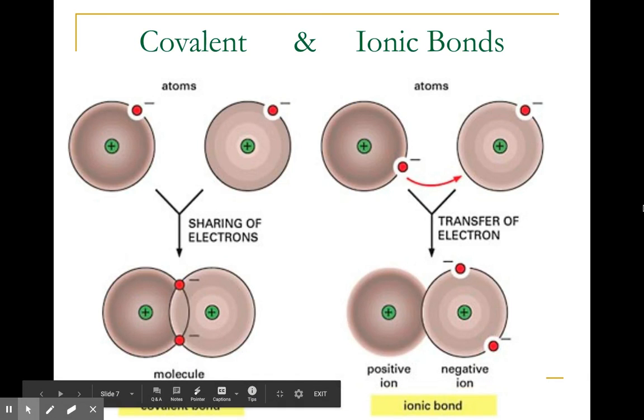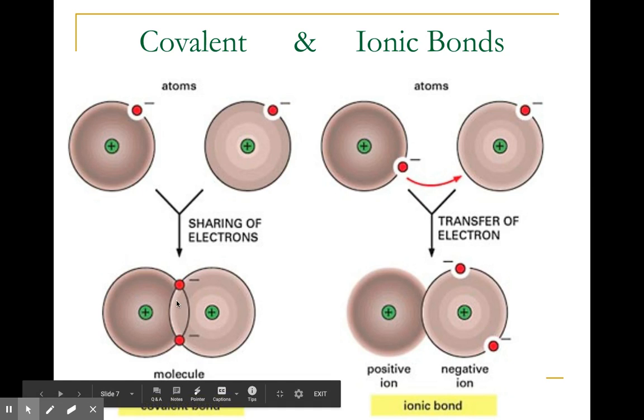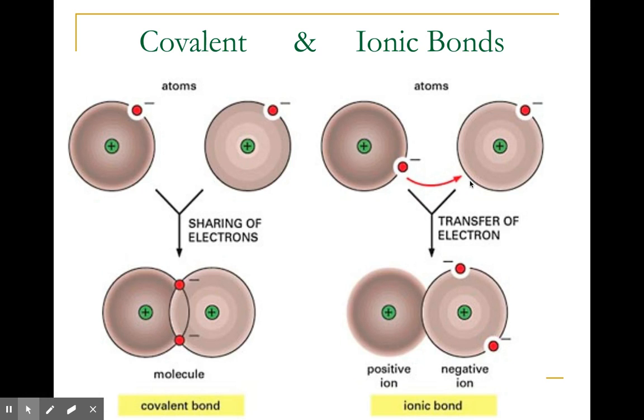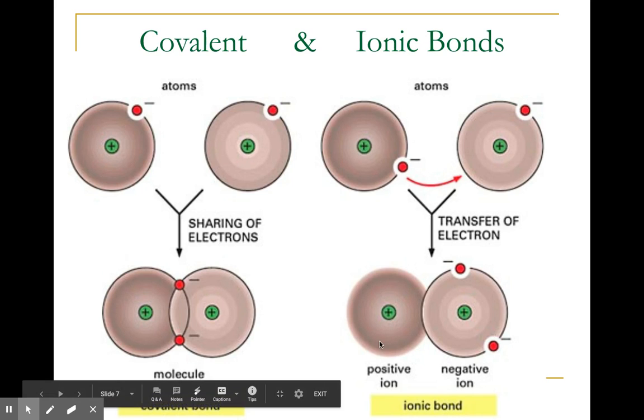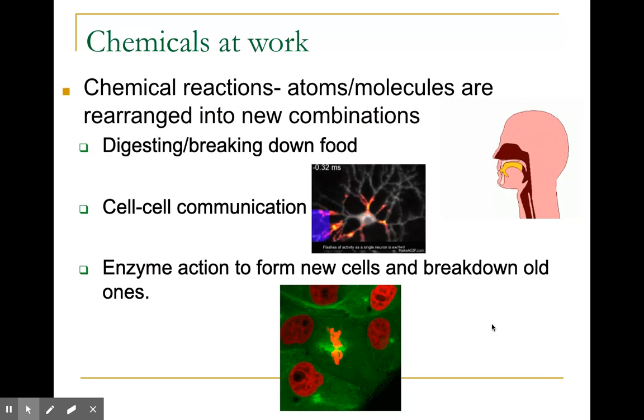Now here we can see the difference between covalent and ionic bonds. Covalent bonds are going to be the sharing of electrons in that valence shell, and it's going to create a molecule. In ionic bonds, we are going to transfer electrons in order to have a full valence shell, and that's going to create a positive ion because it lost its electron, and a negative ion because it gained an electron.